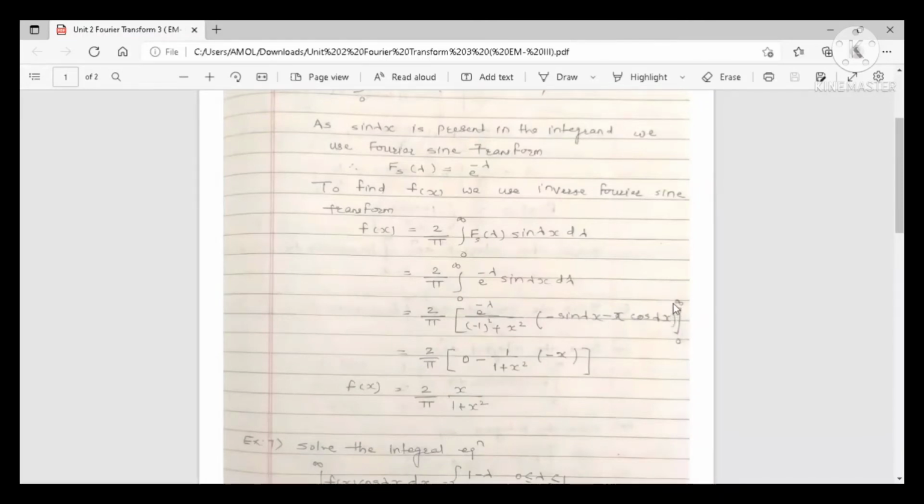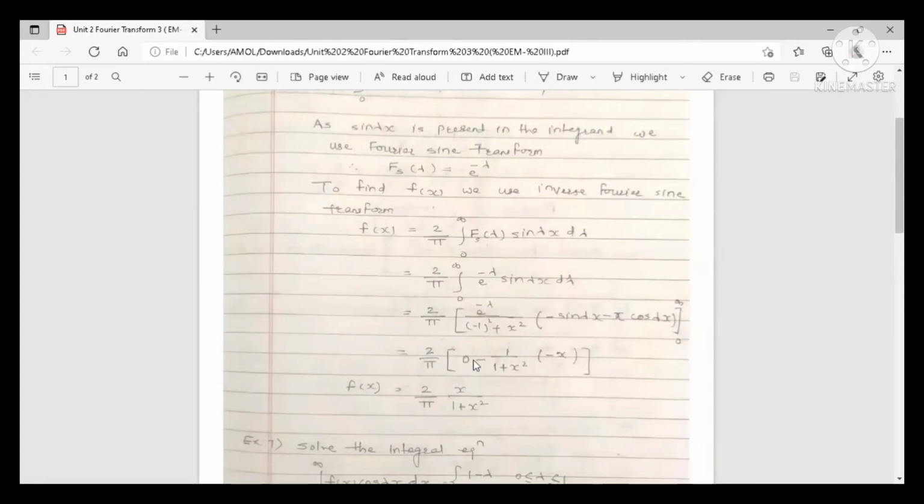Now the upper limit is infinity, so put lambda equal to infinity, because lambda is the variable in this integration. So replace lambda by the upper limit infinity. 2 upon pi as it is. E raised to minus infinity is 0. So after putting the upper limit infinity, e raised to minus infinity is 0, so the first term is 0.